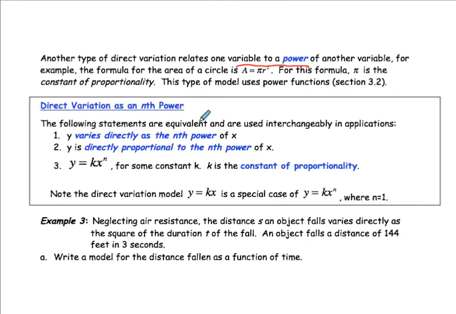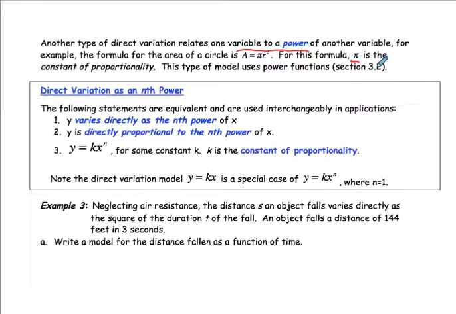So for example, the formula for the area of a circle is A equals pi r squared. For this formula, pi is the constant of proportionality. This type of model uses power functions, which we learned about in section 3.2. Okay, so we can have direct variation as an nth power, and then these are the equivalent statements here that you need to be familiar with.